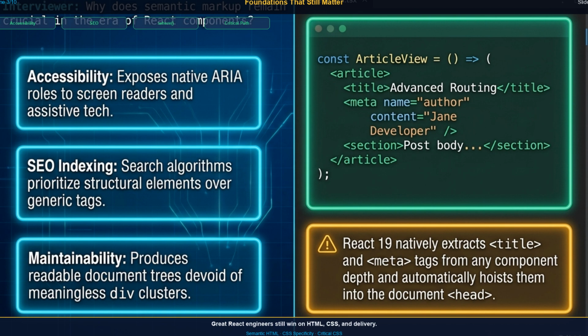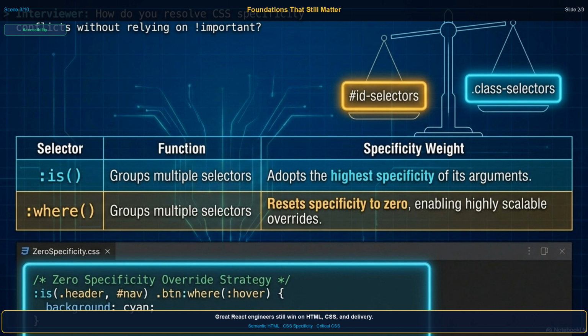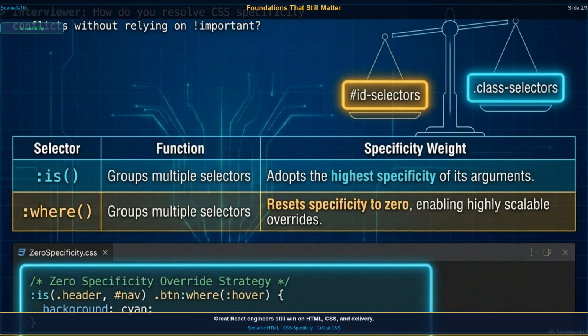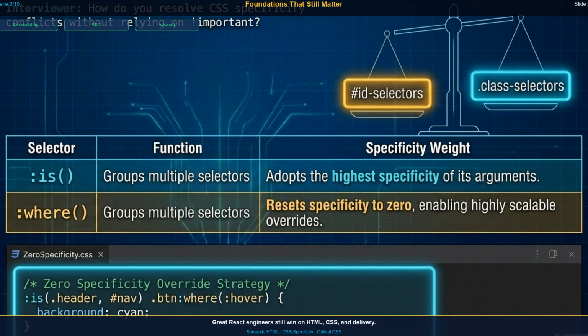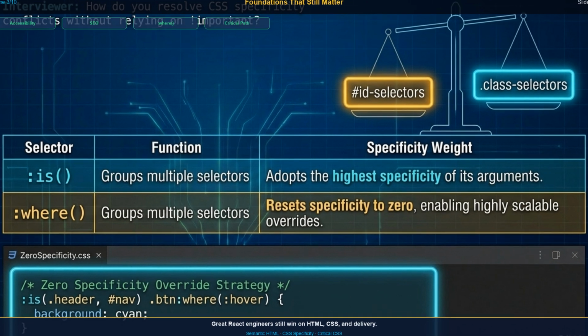Three reasons. Accessibility. Native elements expose ARIA roles to screen readers and assistive technology automatically, without bolting on aria-label everywhere. SEO. Search algorithms prioritize structural elements like article, section, and nav over generic div clusters that carry zero semantic meaning. And maintainability. Readable document trees make code review and onboarding faster for every engineer on the team. React 19 now natively extracts title and meta tags from any component depth and automatically hoists them into the document head, a game changer for metadata in component-driven apps.